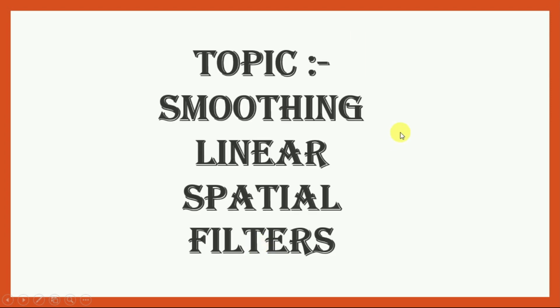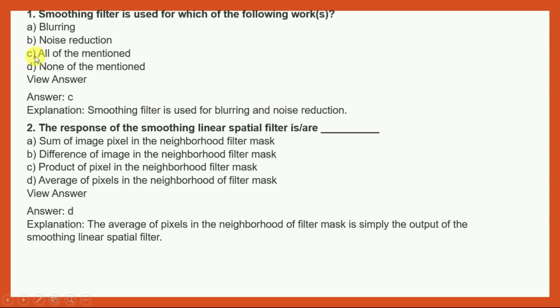Now the topic is smoothing linear spatial filters. So the smoothing filter is used for which of the following works? So basically smoothing is used for blurring, noise reduction. So answer is option C, that is all of the mentioned, that is A and B.